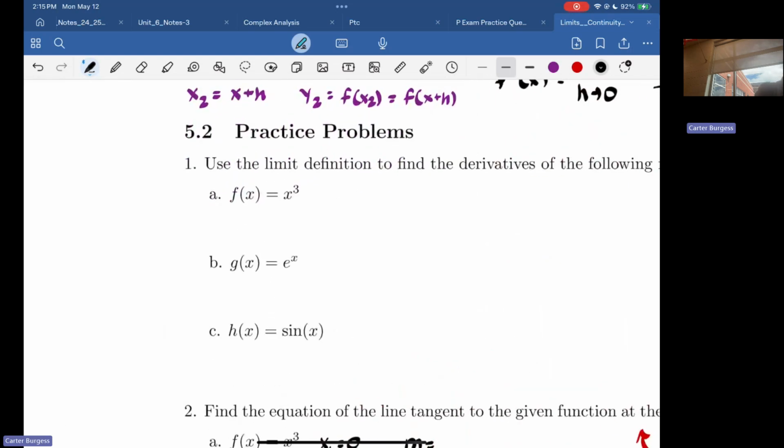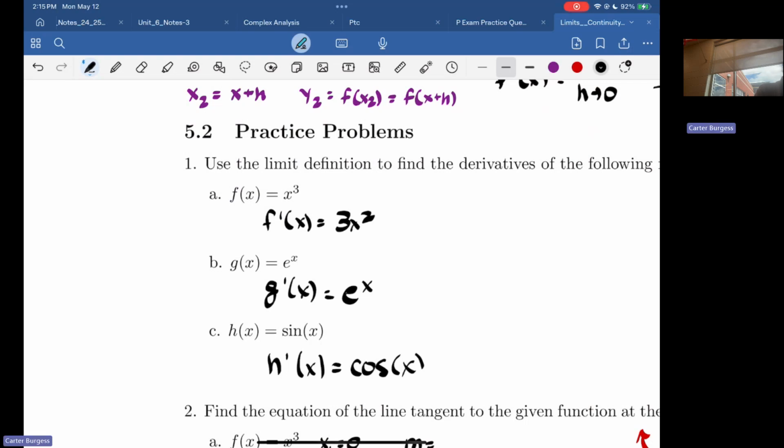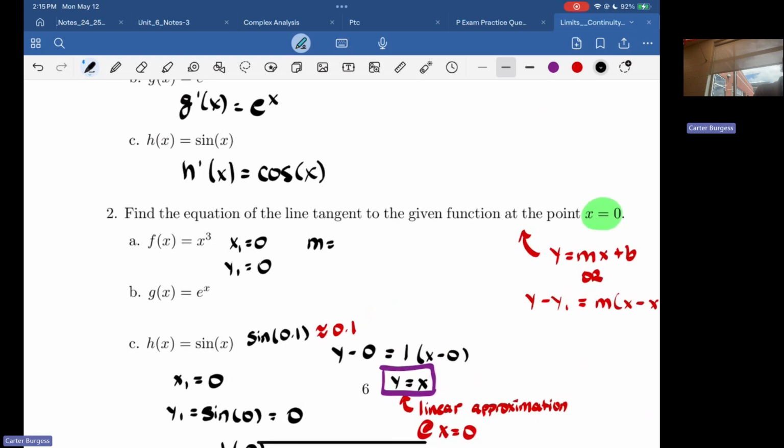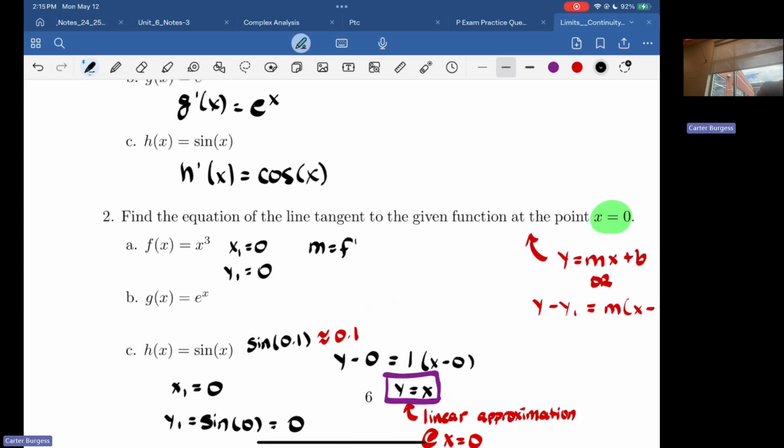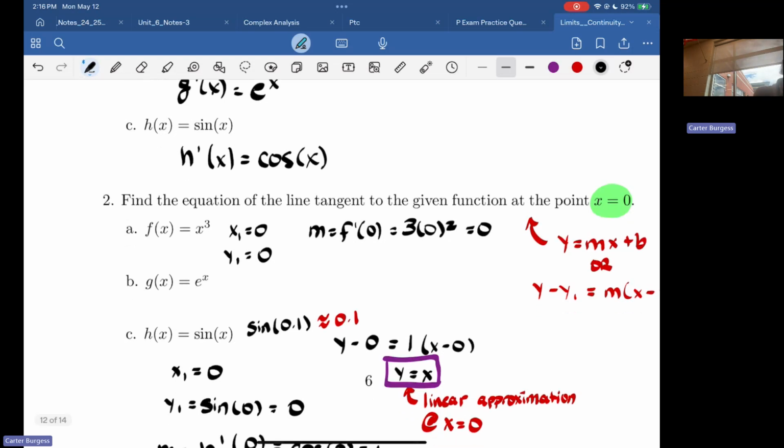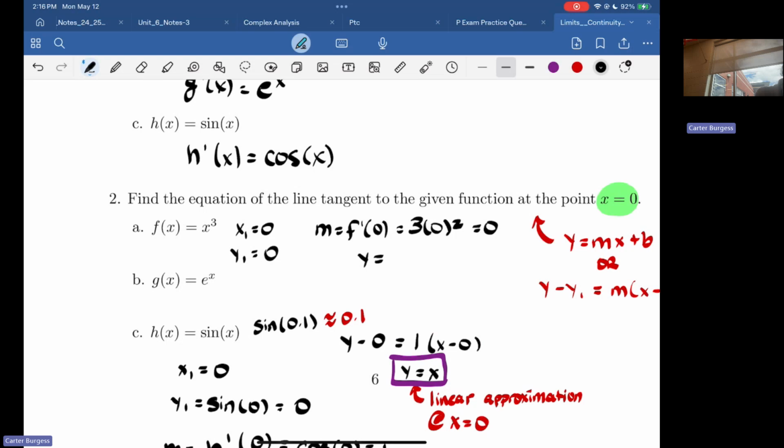So just a reminder, f prime we said was 3x squared. Here we said g prime was e to the x, and here we said h prime was cosine of x. So in this case, our slope is going to be f prime of 0, which is 3 times 0 squared. Not particularly interesting. It is just 0. And so plugging into our y minus y1 and simplifying, we would get the equation y equals 0. Again, not a very interesting one.